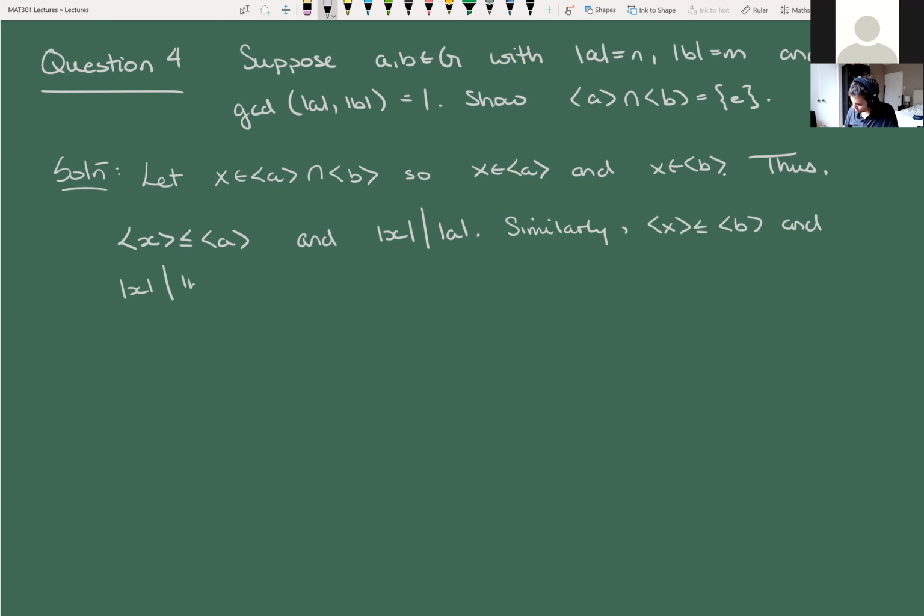And make sure when you do divisibility and you're talking about orders, you make your divisibility sign very tall. Otherwise, there's just way too many vertical lines and you don't know what's going on. So we know that the order of X divides the order of A, the order of X divides the order of B. What do I therefore know? Does anyone see what you should be able to conclude from this?